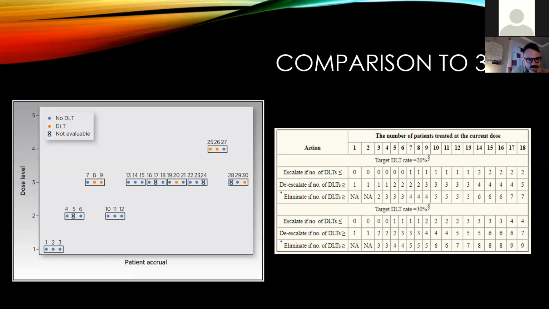We're about, excuse me, 8 cohorts in, and we're going to make the decision at this point to escalate. Immediately we have 2 DLTs and 1 patient without. We're at a new dose now, so we're going to look back at what action we should take for 3 patients. 2 DLTs of 3 patients, we're going to de-escalate.